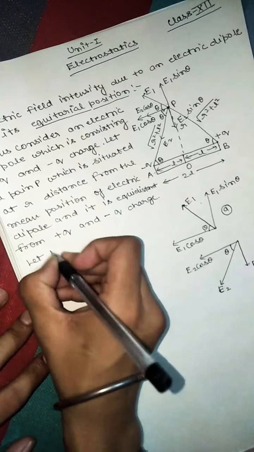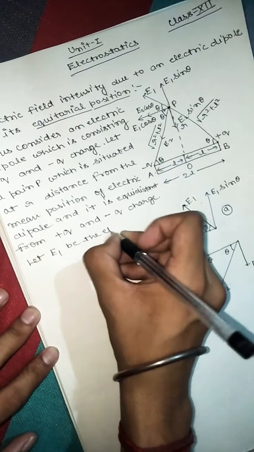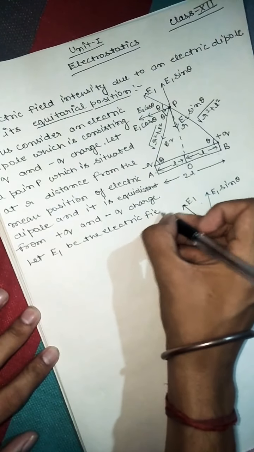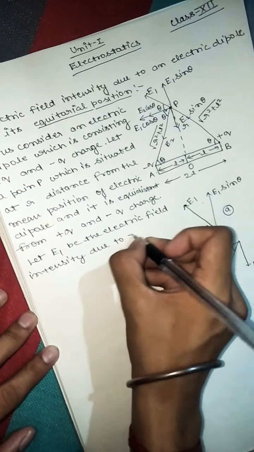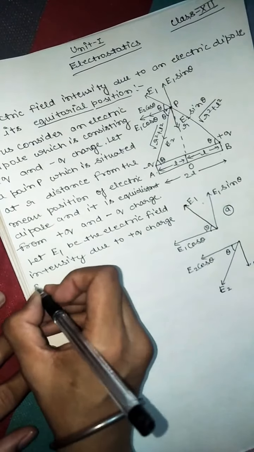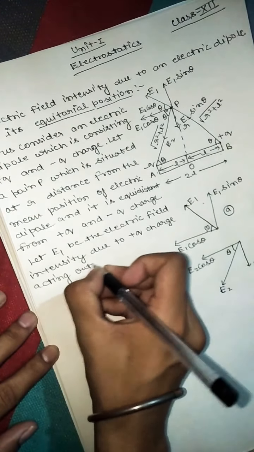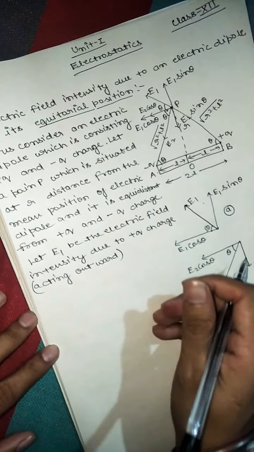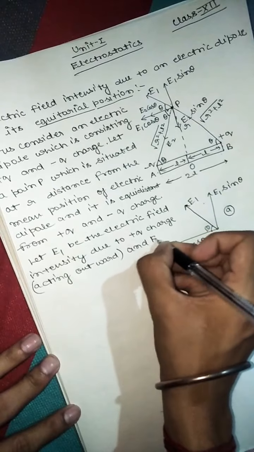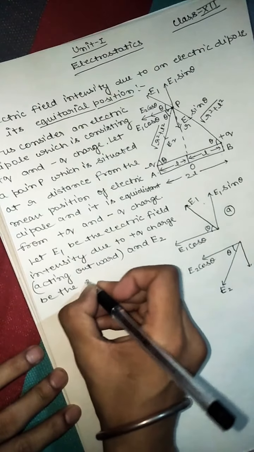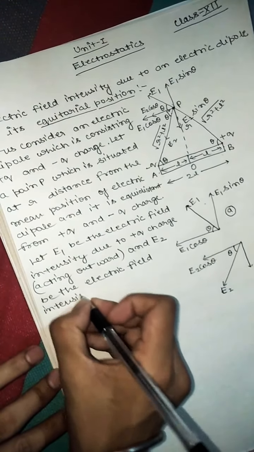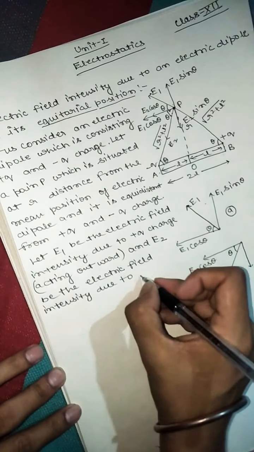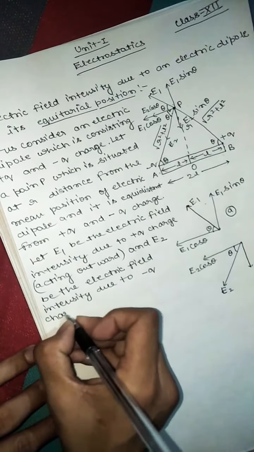Let E1 be the electric field intensity due to plus q charge, acting outward due to plus q charge, and E2 be the electric field intensity due to minus q charge, acting what? Acting inward.